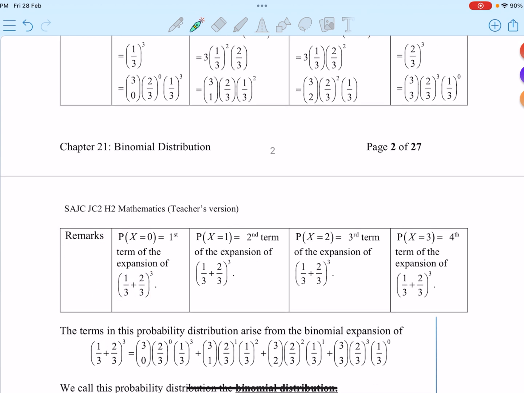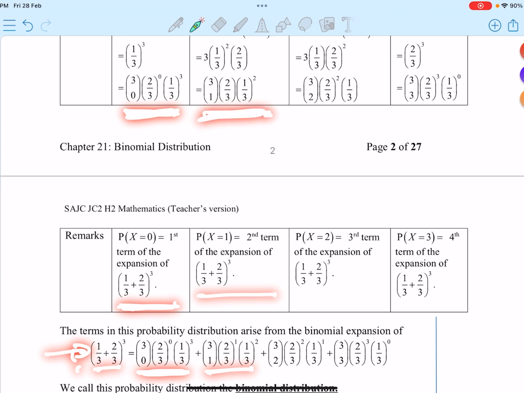Okay, this can be seen in this line here when you have the binomial expansion of (1/3 + 2/3)^3. We can see that this is the first term of the binomial expansion, which is the same as the first term of the probability distribution when x takes the value of 0, which is indicated here in the previous page. This is the second term of the binomial expansion, which is when x is 1, and this is shown in the previous table.